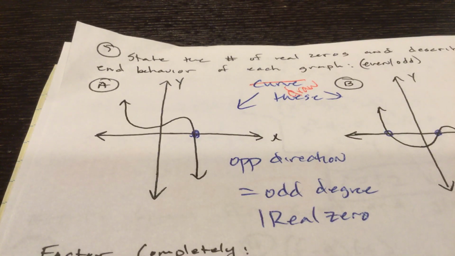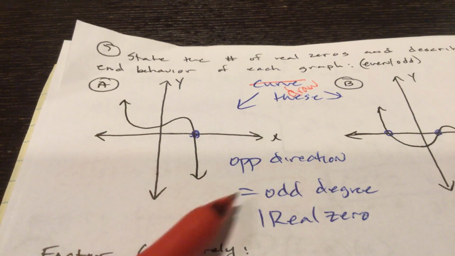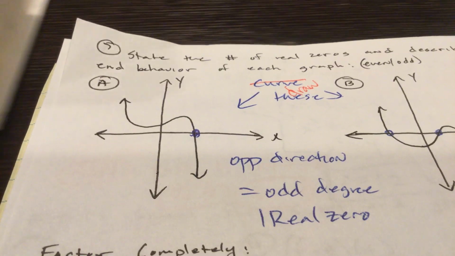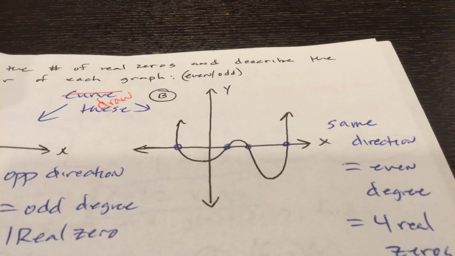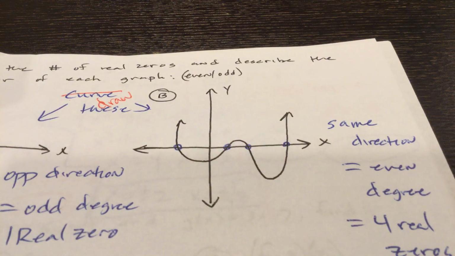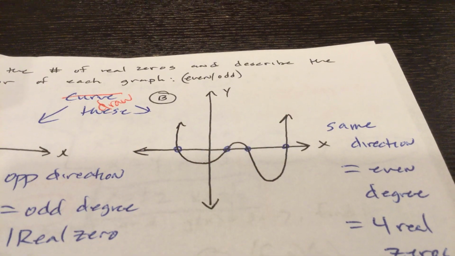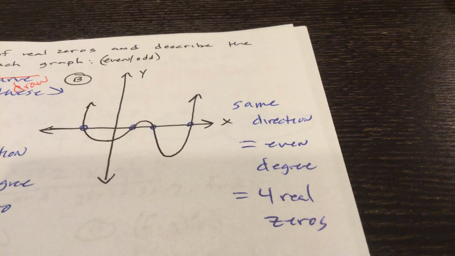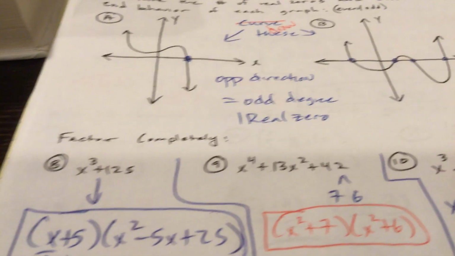Anyway, opposite direction for those arrows means it's an odd degree function. 1 real 0 crosses the x-axis 1 time. On B, notice that the arrows go in the same direction. That means it's even degree function. It crosses the x-axis 4 times, 4 real zeros. On 8 through 10, we're going to factor completely.